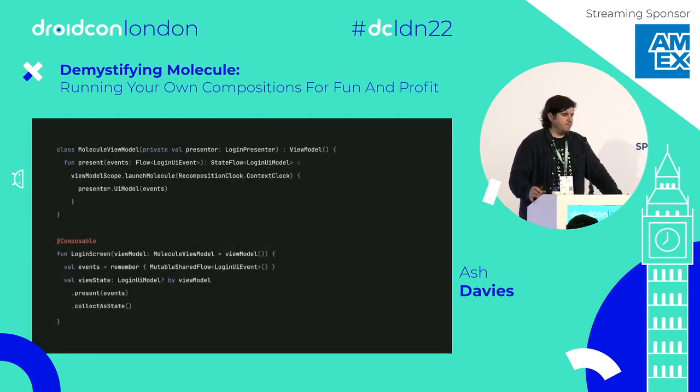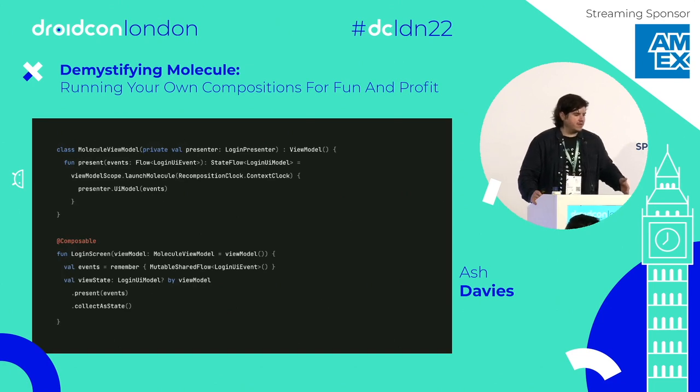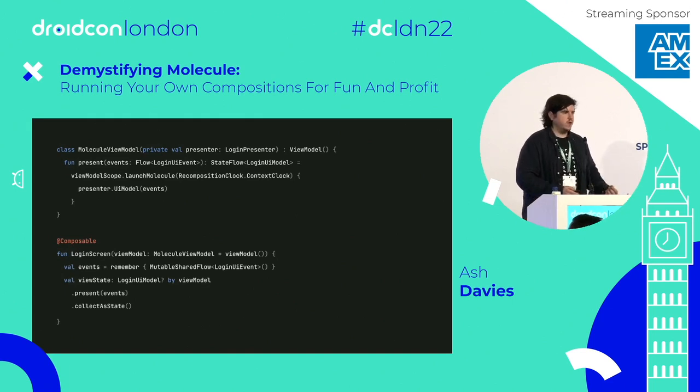Then you might have something like a molecule view model that uses Molecule to launch this with a context clock, and then using UI models. So the view model's responsibility here is purely scaffolding. Then you've got the login screen, which is actually calling that and using this to persist it. It's quite a nice way of using your view model as a root container for your Compose behavior. You're still moving all of your Compose stuff into a presenter, which creates all your UI model stuff, and then it's just being persisted through a view model.